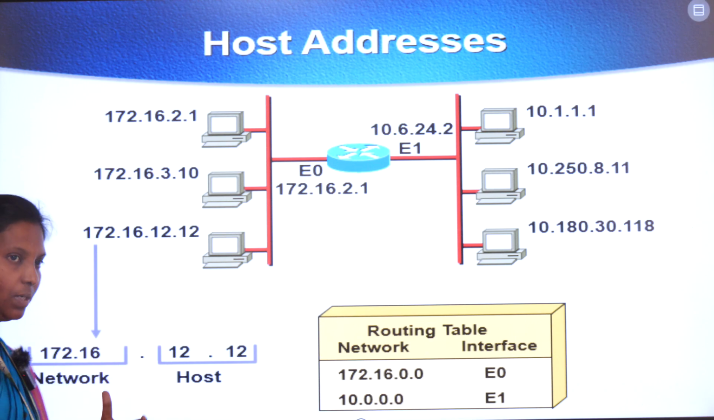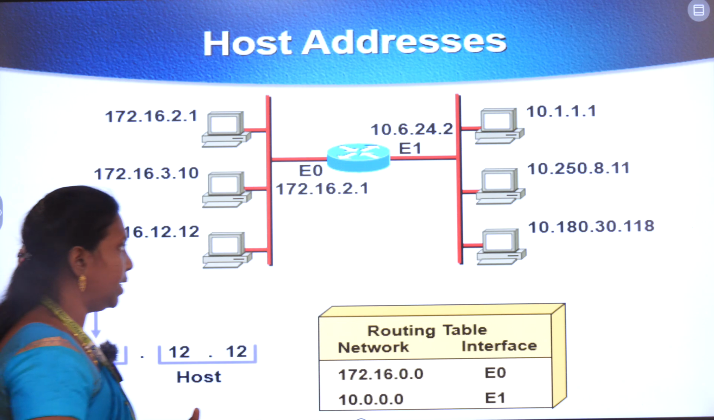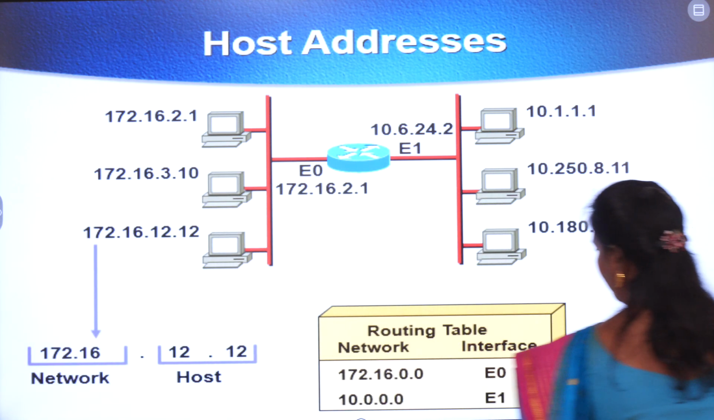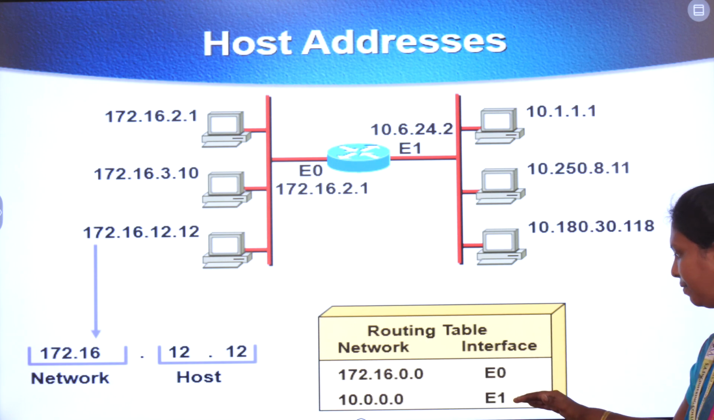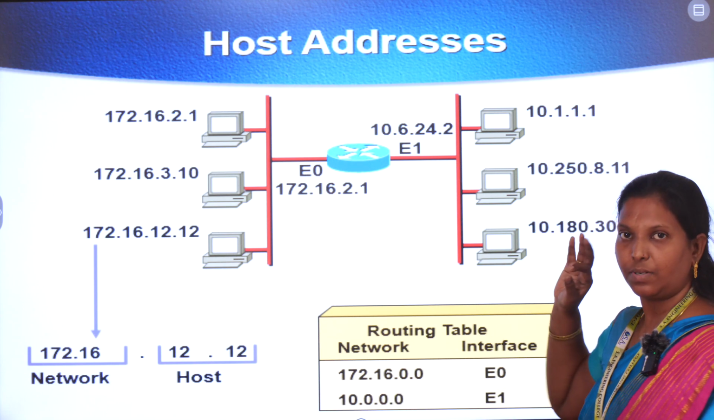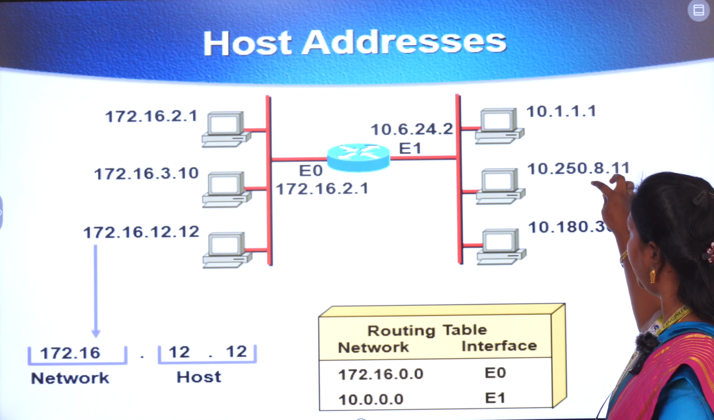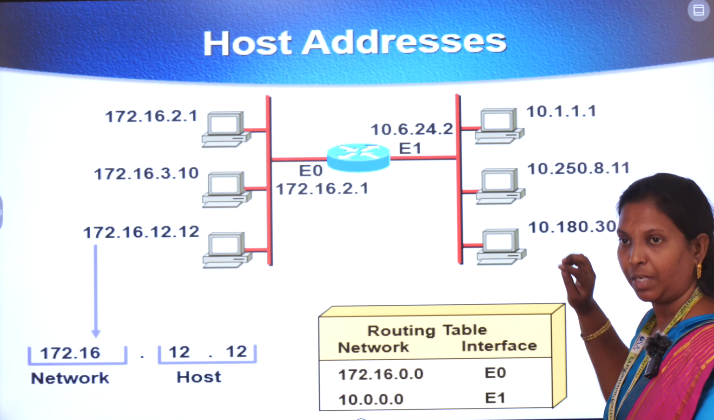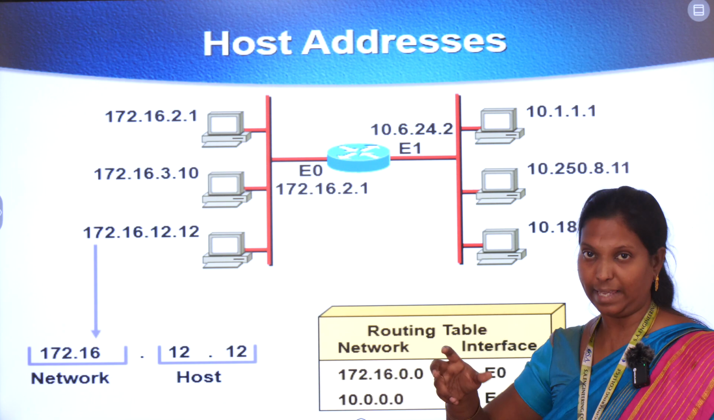So here the network ID, then host ID. This is of class B address. So here in this part, for the second batch, 172.10.0.0 is the interfaces of E1, and this E1 will be given here. These three parts will be encompassed with 10.1, 10.250, 10.180. Now you can understand the difference of class B and class A.